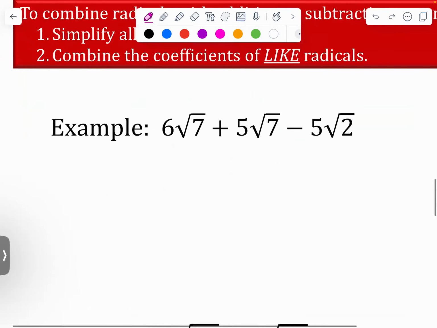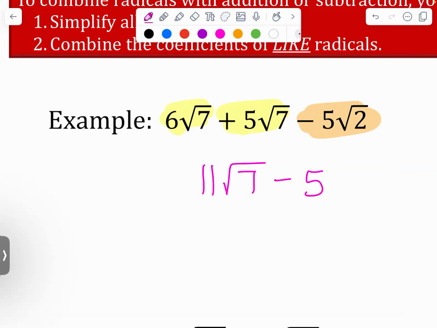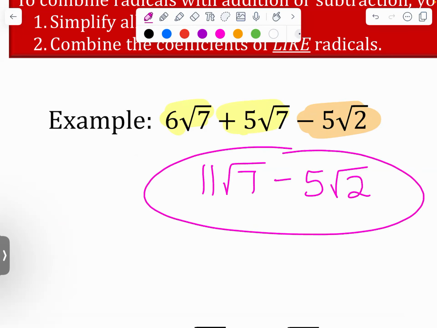Square root of 7, square root of 7, and square root of 2. None of those can be simplified anymore. But which ones are alike? Okay, the square root of 7, those can be combined, but the square root of 2 is different. So we can take 6 plus 5 to be 11. And so we have 11 square root of 7 minus 5 square root 2. And that's all we can do.